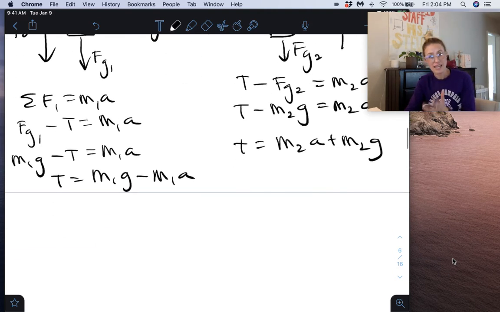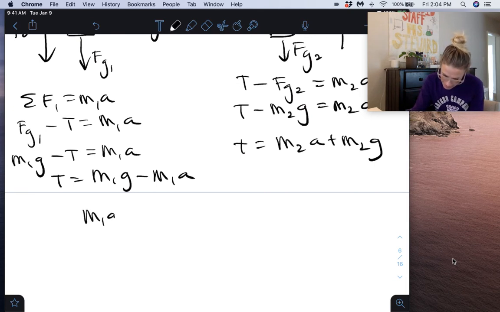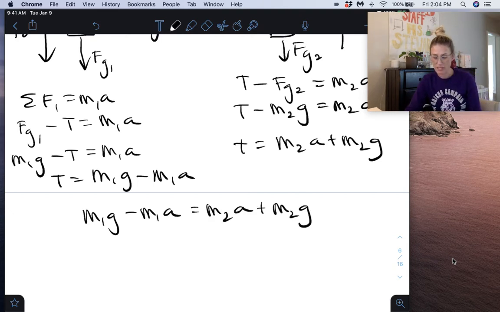And now that we know that tension is the same for both, we can set these things equal to each other. So we get mass 1 times g minus mass 1 times a equals mass 2 times acceleration plus mass 2 times acceleration of gravity. Now, since we're solving for a, the acceleration of the system, we want to get both of those terms that have that acceleration of the system on one side so we can factor that out and then solve. Meaning this term and this term, we want that on one side of the equation. So I'm going to do that now.